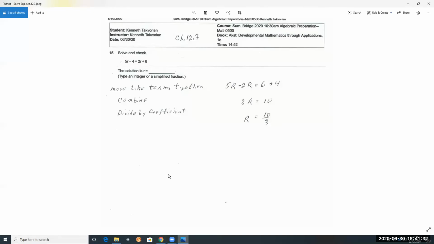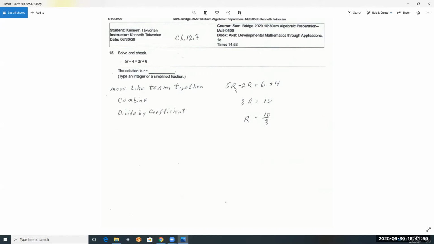In chapter 12, 12.3, we are solving more advanced equations from chapter 4, which was the basic equations. What we want to do is move like terms together. So get all the unknown terms on one side, get all the constant terms on the other side. So it's 5r minus 2r equals 6 plus 4.